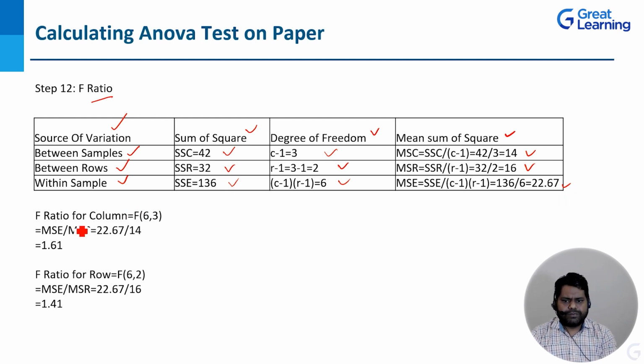22.67. Now we will calculate the F ratio for column, that is F of 6, C minus 1, with the degree of freedom of column. So it will become MSE divided by MSC, which is 22.67 divided by 14, that is 1.61. Similarly, we will do the calculation for the F ratio row wise, F 6,2, that is MSE divided by MSR, 22.67 divided by 16, that is 1.41.